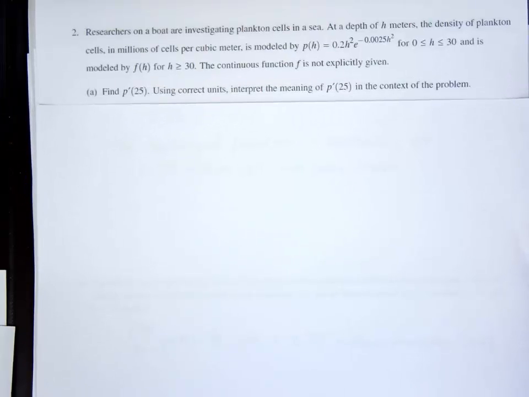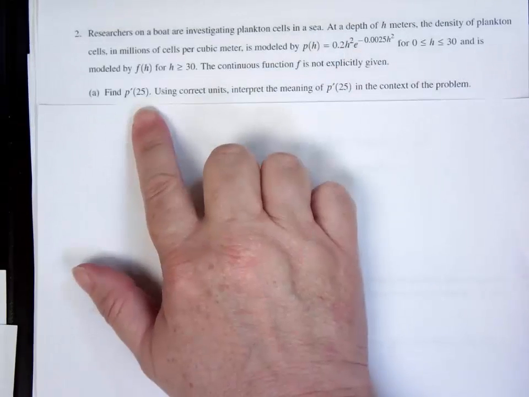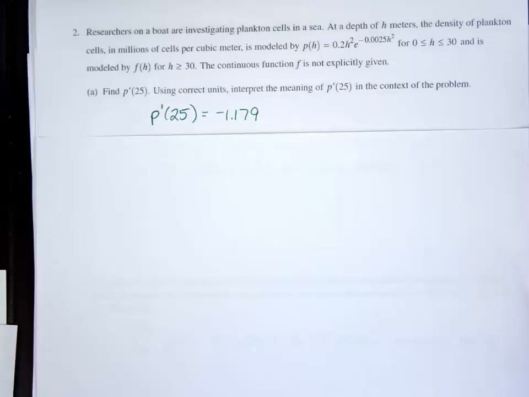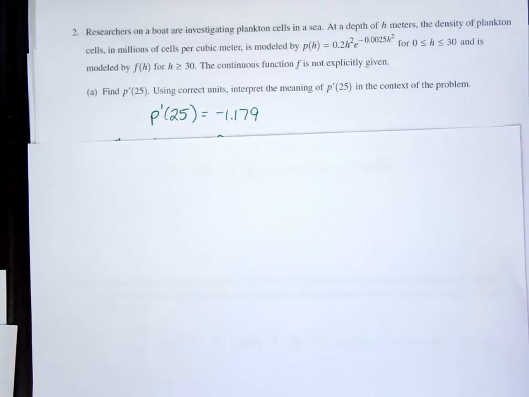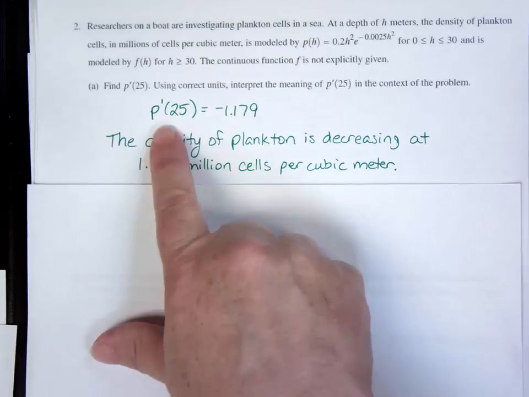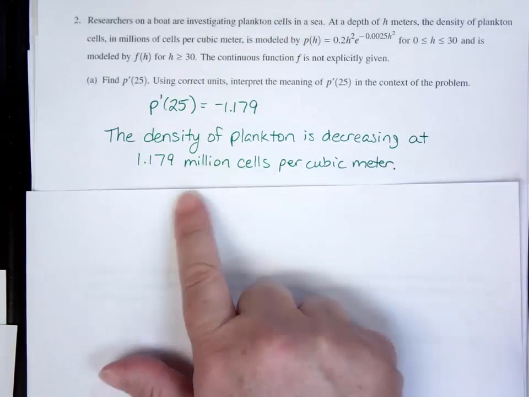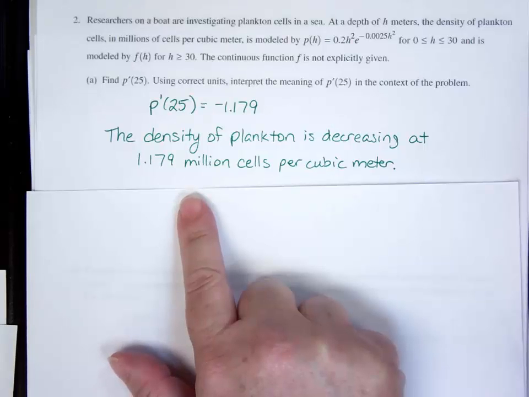So the first question they ask is find p prime of 25, which means take the derivative, plug in a point. That is the math 8 function on your calculator. So p prime of 25, you put p of h into y1, do the math 8 function, and you should end up with p prime of 25 being negative 1.179. So interpreting the meaning of this using correct units, the density of plankton is decreasing because it's a negative derivative, it's a decreasing value. So it's decreasing at 1.179 million cells per cubic meter.